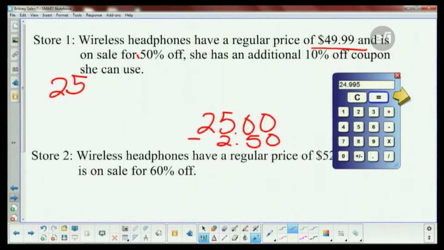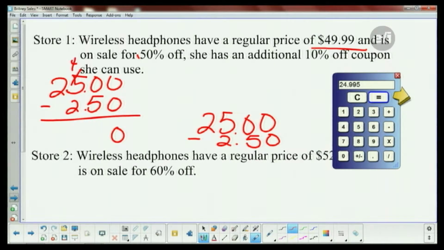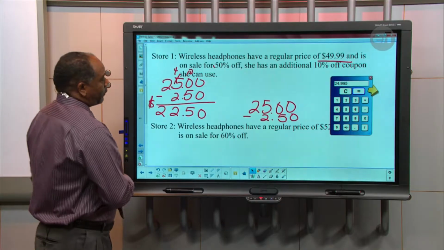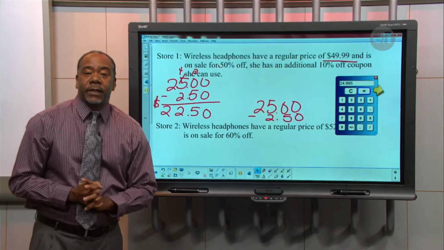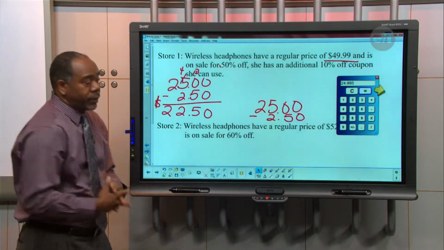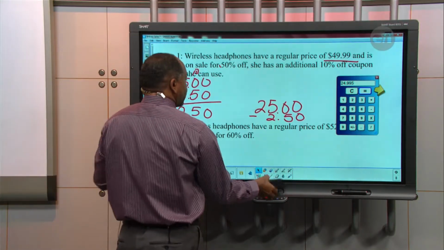We'll write our answer up here. $25 minus $2.50. I'm going to zero down, borrow. 2 from 4 is 2. Bring my 2 down. So at store one, the price for those wireless headphones is going to be $22.50. Pretty good deal. Pretty good deal. Let's take a look at the other store.